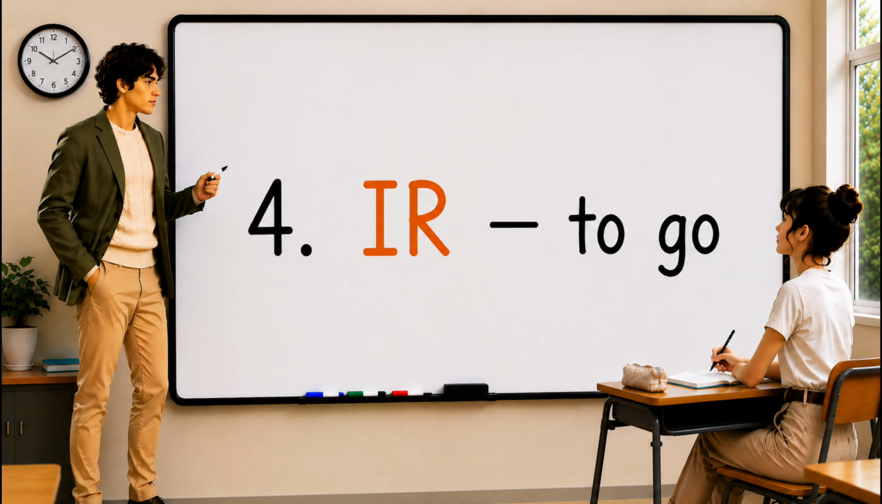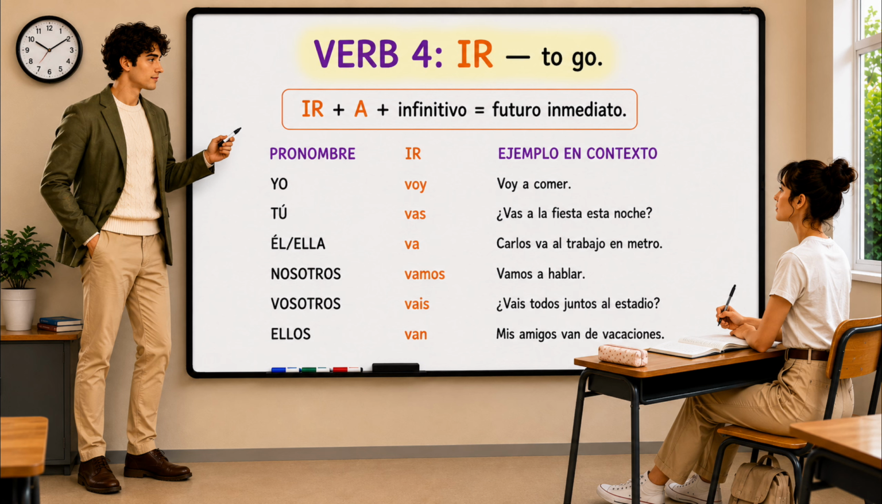Verb 4, ir, to go. Here's where it gets interesting. Ir is one of the most irregular verbs in Spanish, but also one of the most essential. The good news? It's short, and you'll use it so often. Ir plus a plus infinitive equals immediate future.